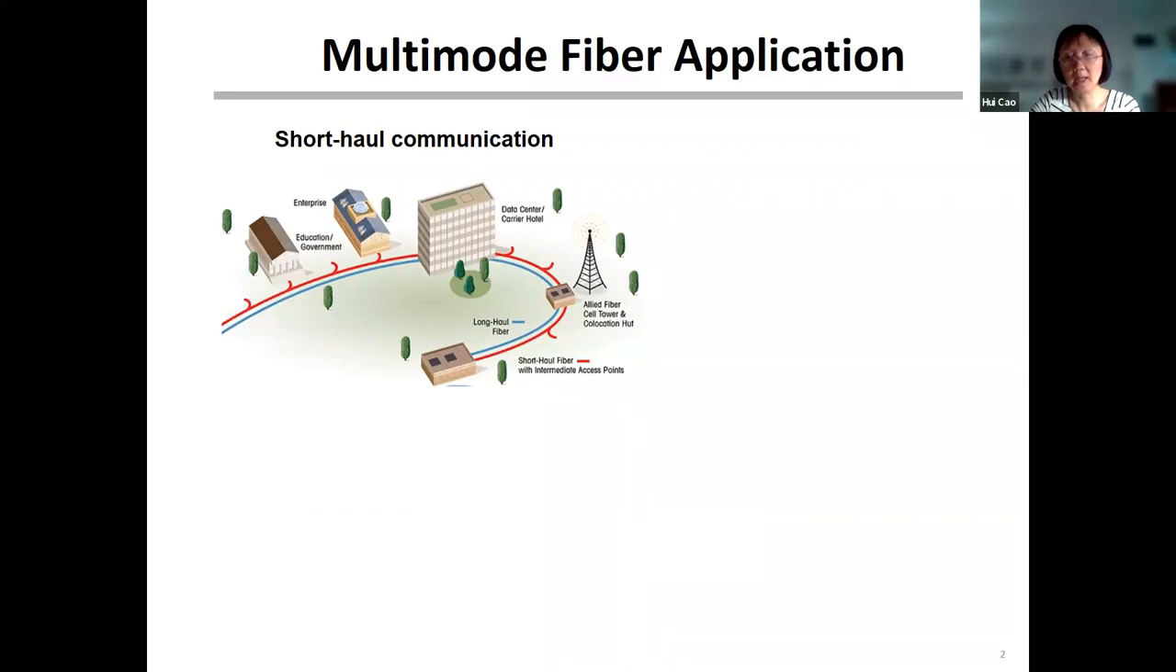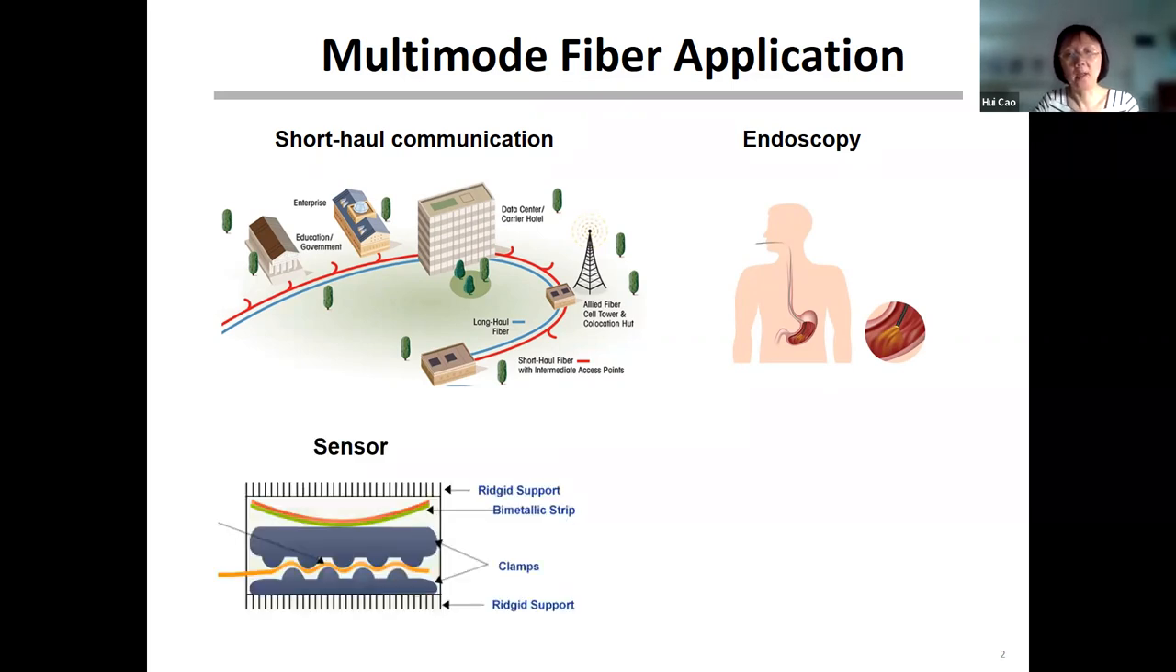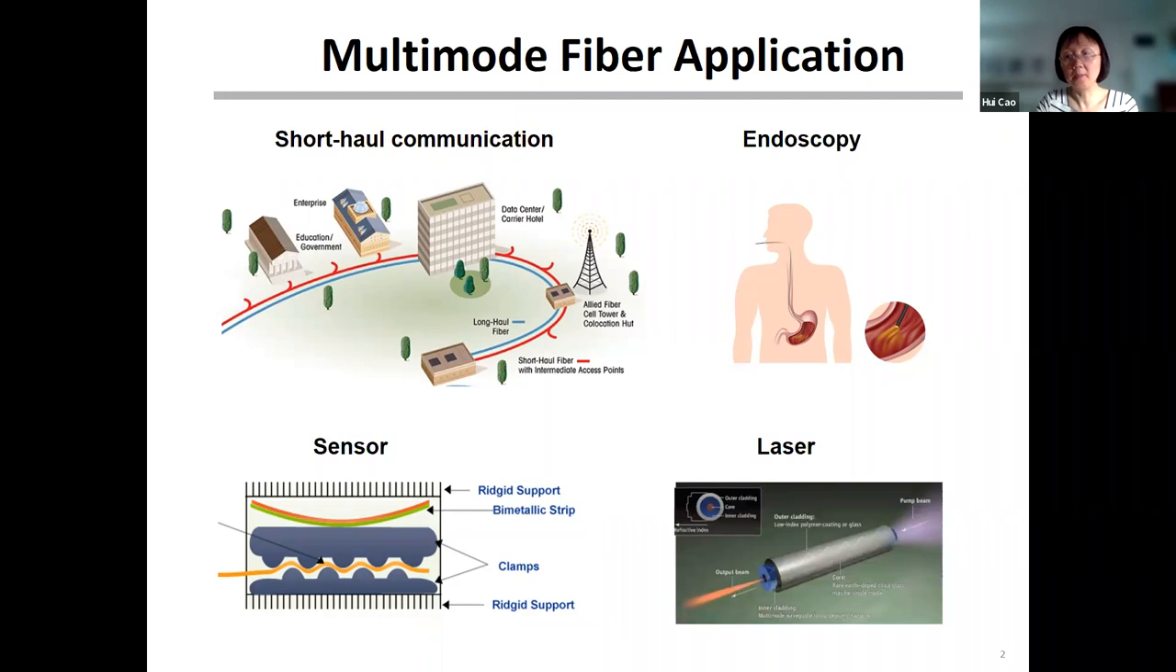I'm sure many of you know that. A multimode fiber supports many spatial modes that can be guided in the fiber as light propagates through the system. So it really can carry a lot of information using different spatial modes. That has been used for short haul communication and also for endoscopy, because you can use it for imaging deep into a body. And people have also used it for mode sensing. Finally, this multimode fiber has been used a lot for high power fiber lasers and also amplifiers.